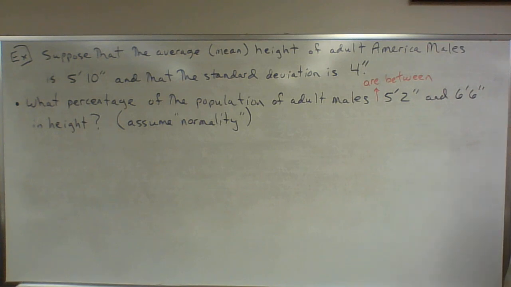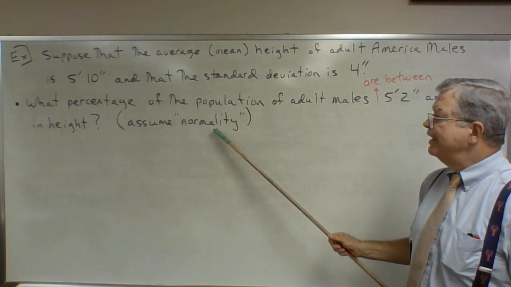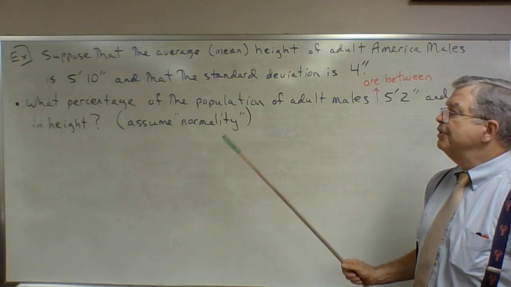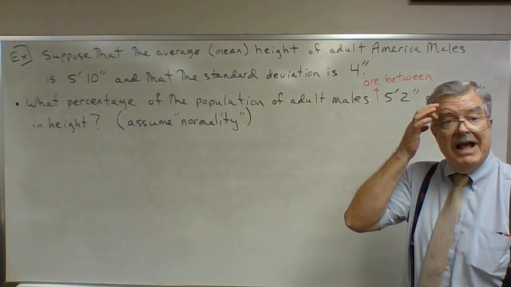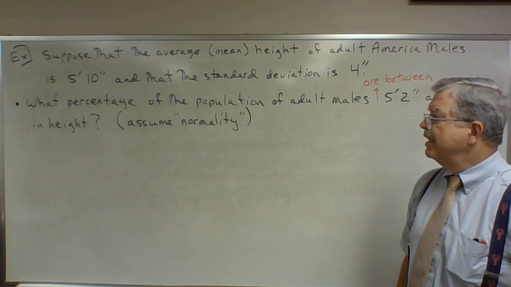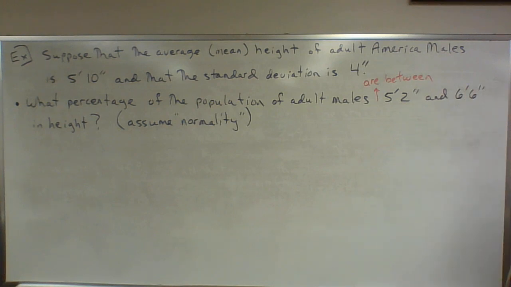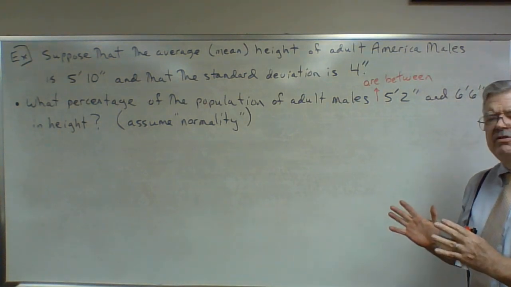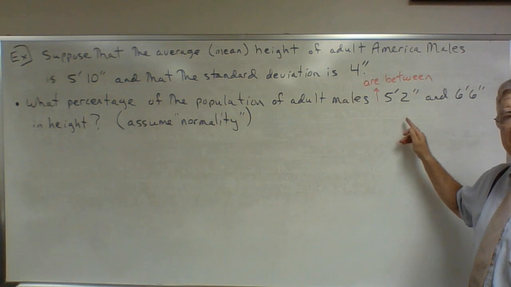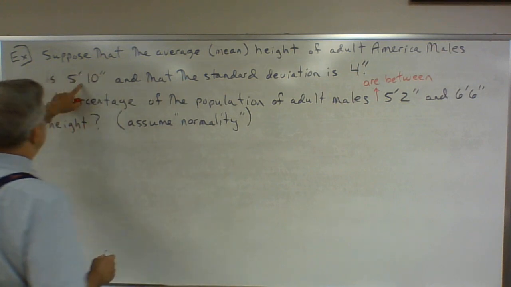What percentage of adult American males are between 5'2" and 6'6" in height? And it says assume normality. We'll assume that the heights of adult American males are normally distributed, and that's a valid assumption. In order to use the empirical rule, we're going to have to take these heights and compute them into the mean plus or minus a certain number of standard deviations. The mean is 5'10".